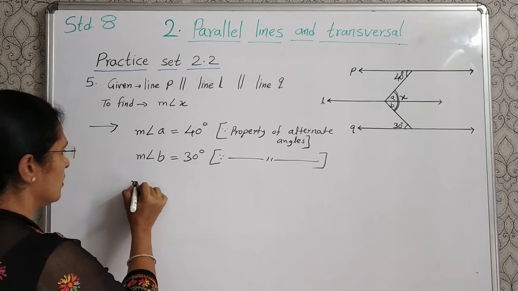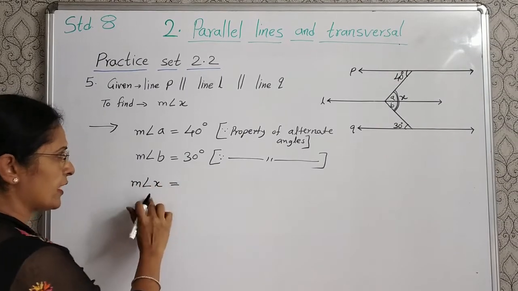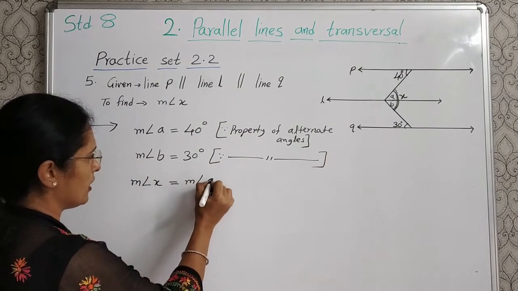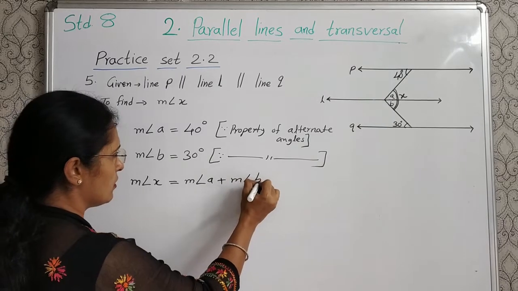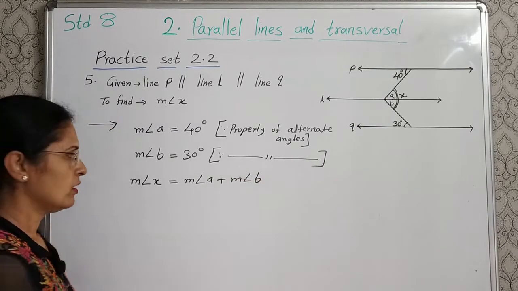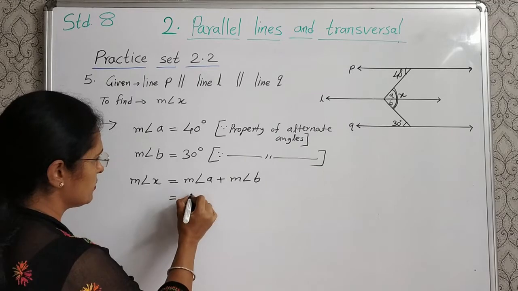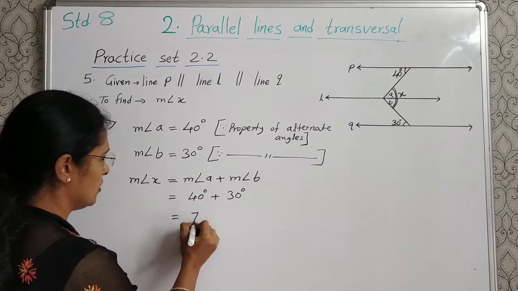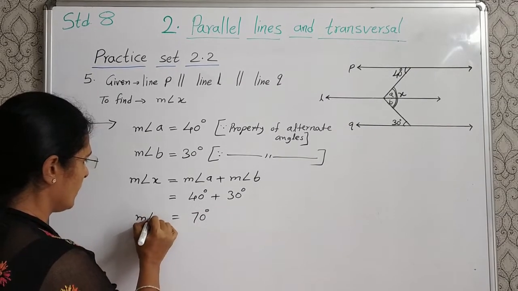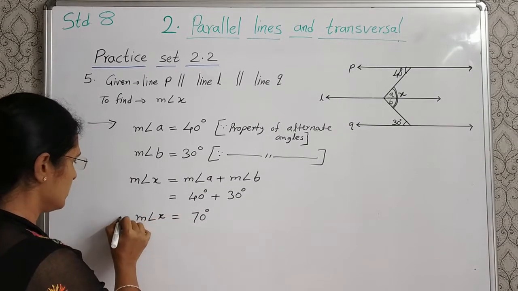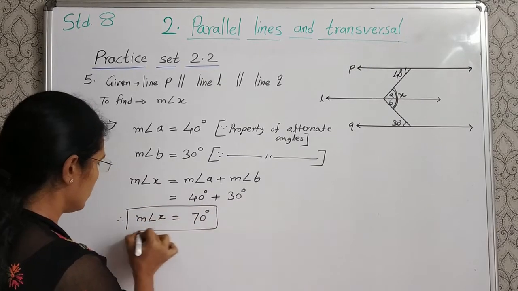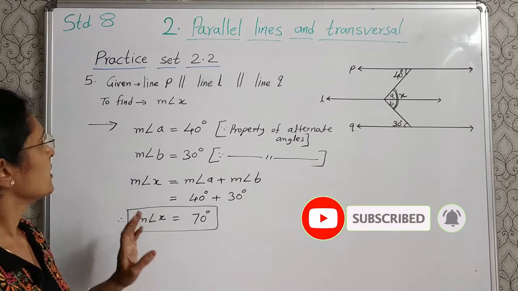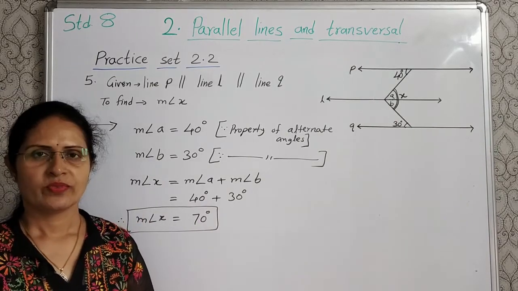Now to find angle X, measure angle X is equal to the sum of these two angles. So measure angle A plus measure angle B will give us measure angle X. So add these two measurements, 40 degree plus 30 degree. The answer is 70 degree. So measure angle X is equal to 70 degree. So this is the answer of question 5. And here we have completed practice set 2.2. Thank you.